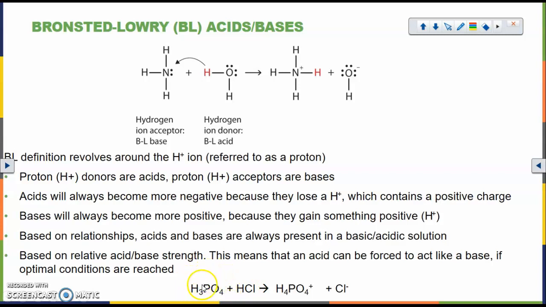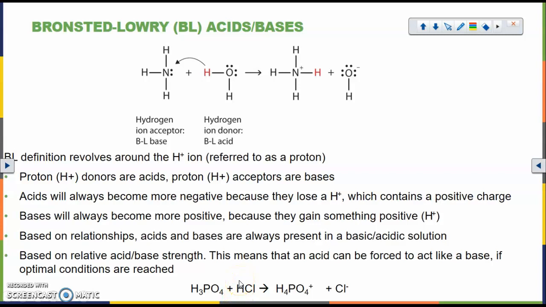This is then going to gain a hydrogen ion. So just like the rules that we have here, phosphoric acid that has gained a hydrogen will now become H4PO4+. It has become positively charged because it has gained a hydrogen, which is positively charged. And chlorine, the chloride ion in this case, has become negatively charged. Why? Because it has lost something that is positively charged.